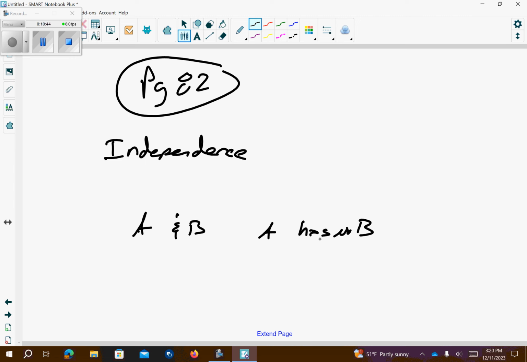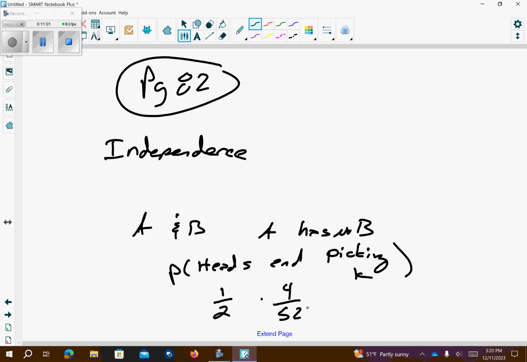Meaning like if I flipped a coin, what's the probability of me getting heads and picking a king? Probability of getting heads is 1 out of 2. Picking a king is 4 out of 52. The heads has nothing to do with the king, so you just multiply that out. So in theory, if I have the probability of A and B, this little symbol means and, and they are events that have nothing to do with each other. It's probability of A times the probability of B.